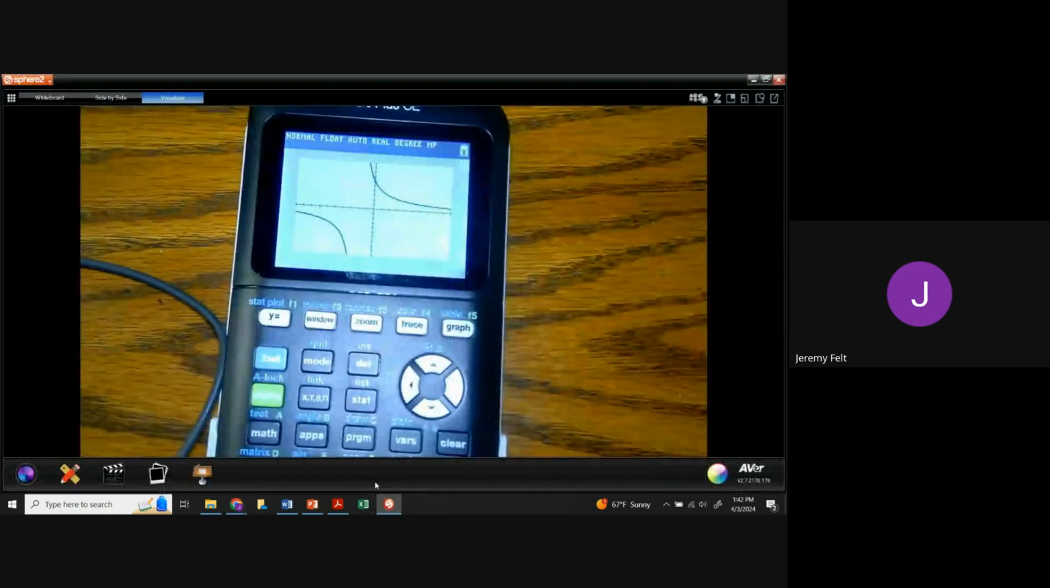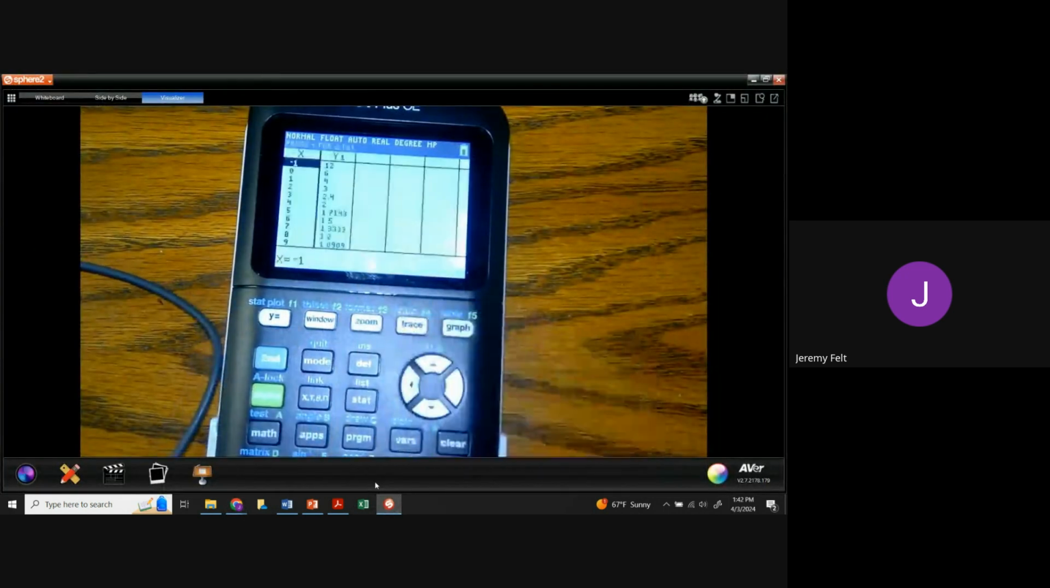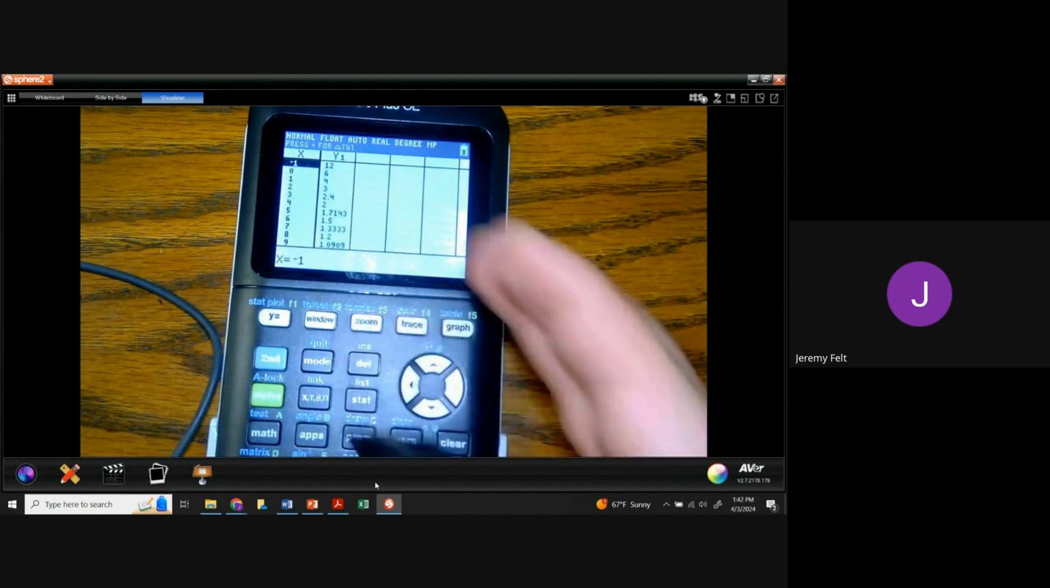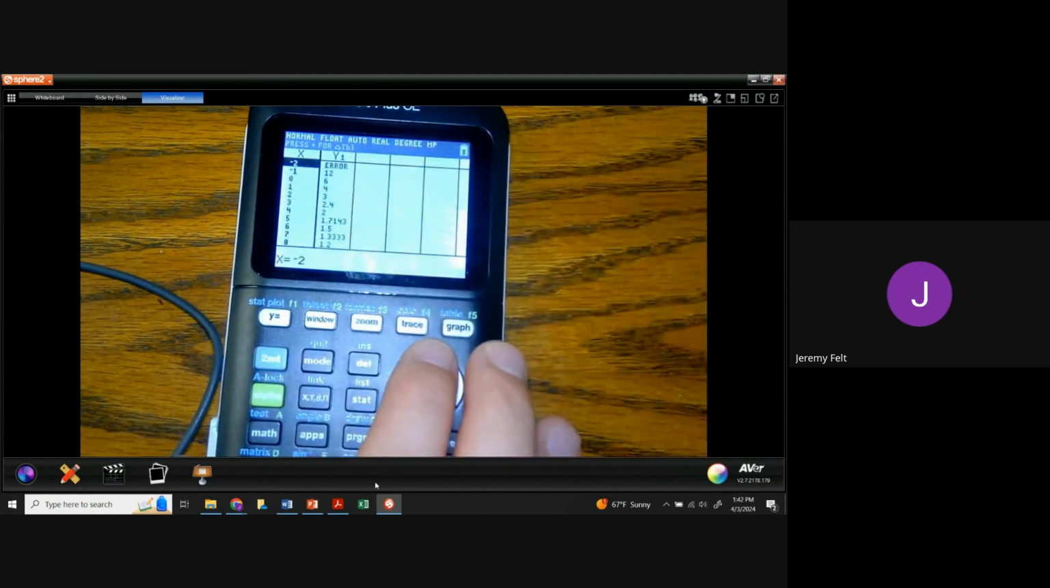So if we go back to our graph that we're looking at, and we go into our second graph into our table, and what do we get? Oh, well, at -2, what is that? We get an error message. So x can be -3, -4, -5, -6, all the way to -infinity. It can be -1, 0, 1, 2, 3, 4, 5, 6, all the way to positive infinity.